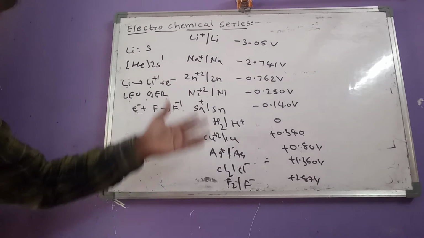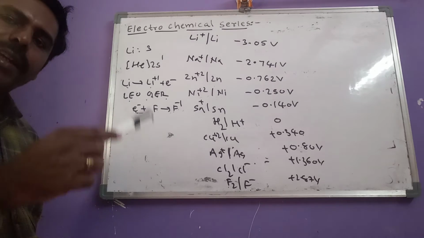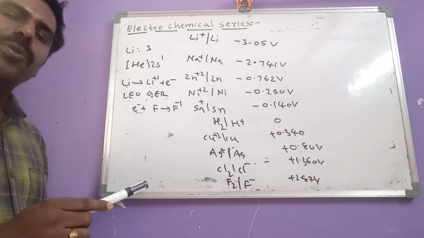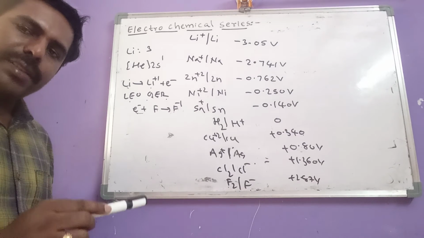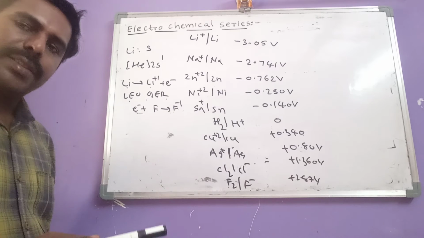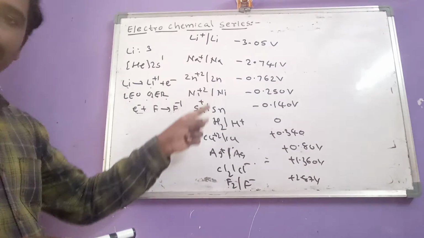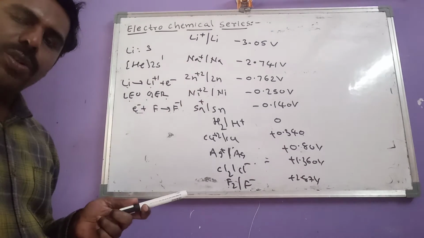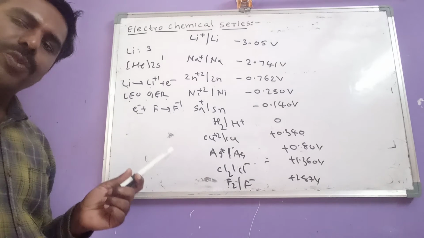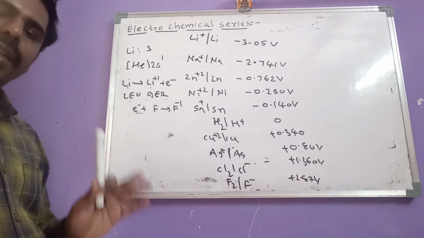So what is the general conclusion here? The electrodes with more negative E0 value or less E0 value undergo oxidation themselves but act as reducing agents. So oxidation takes place means these can act as anode. The electrode which is having less E0 value acts as which one? Anode. And it can act as a reducing agent. That we have to remember.